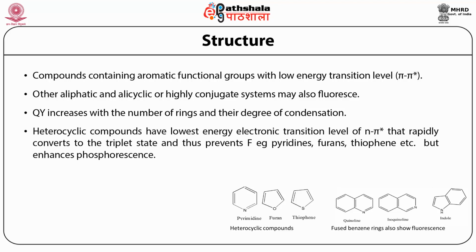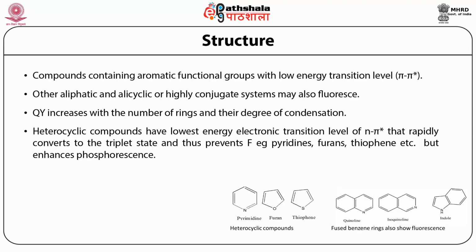Heterocyclic compounds have the lowest energy electronic transition levels because they have heteroatoms. Heteroatom means presence of non-bonding electrons, so they show a transition from non-bonding to pi antibonding, and that rapidly converts to the triplet state. Therefore, fluorescence decreases and phosphorescence increases. For example, pyridine, furan, thiophene.